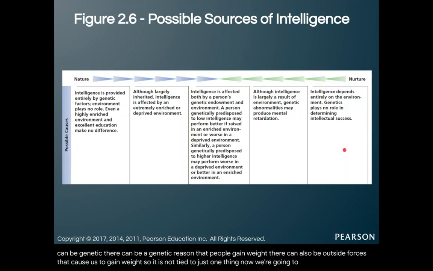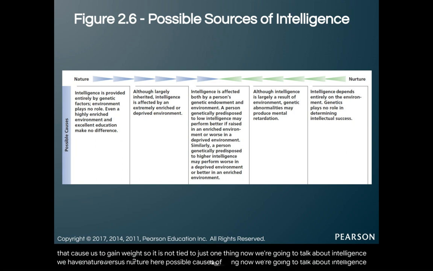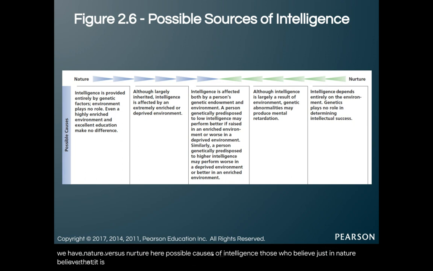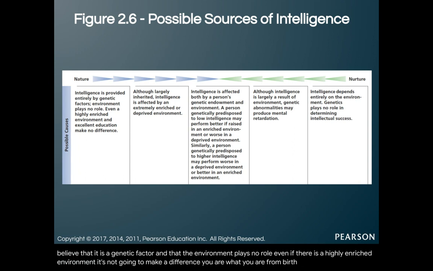Now we're going to talk about intelligence. And we have nature versus nurture here. Possible causes of intelligence. Those who believe just in nature believe that it is a genetic factor and that the environment plays no role. Even if there is a highly enriched environment, it's not going to make a difference. You are what you are from birth.